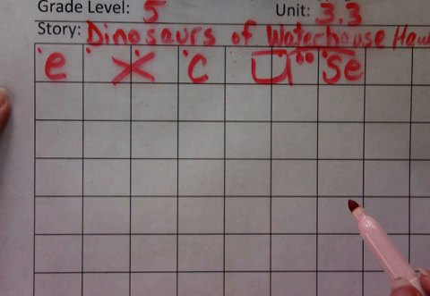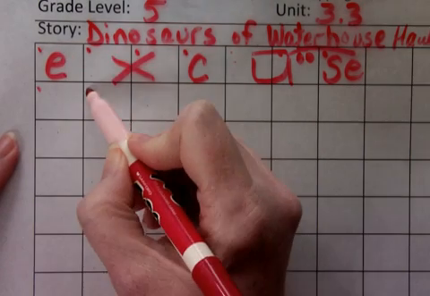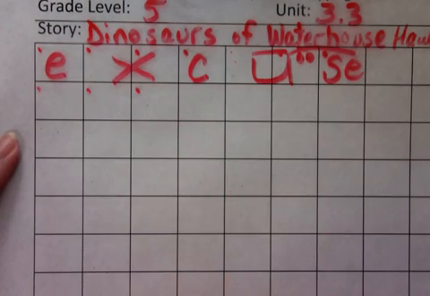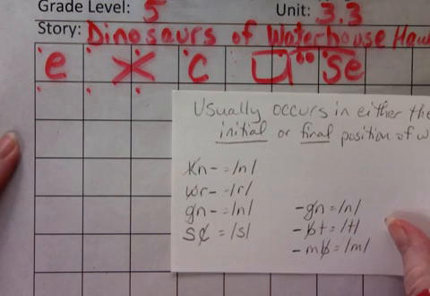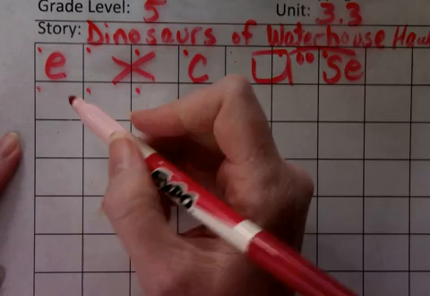Alright, the next word is scene. I watched the scary movie scene. Sound it out. Scene. Now this one has an unusual rule with it. It's called the silent consonants. It usually occurs either at the beginning or the final position of words. Here it is. The SC is going to say the S sound. You have to know which words this occurs in. Okay, scene is one of those words.